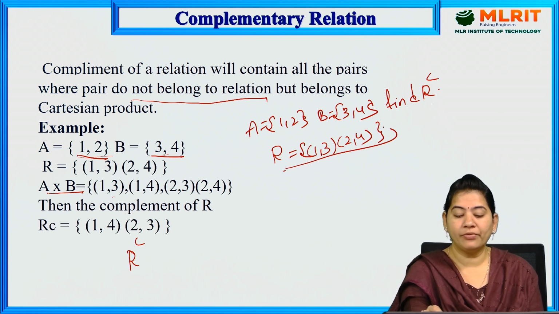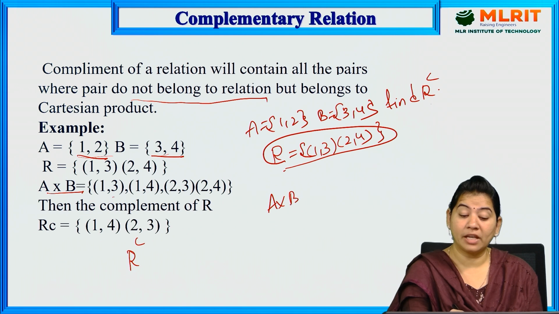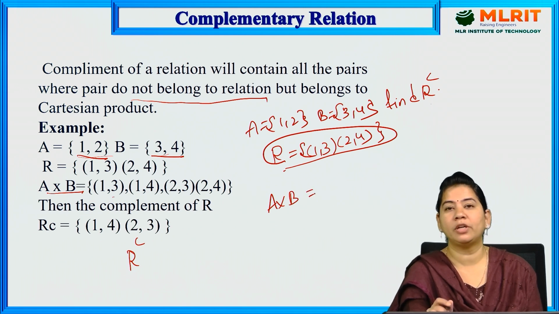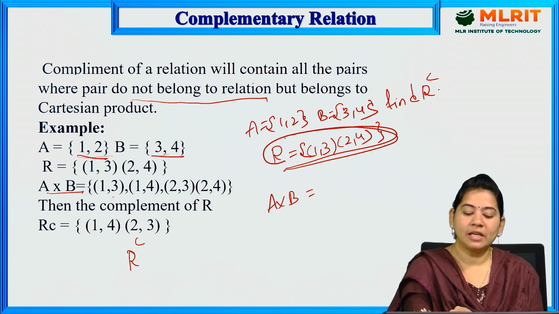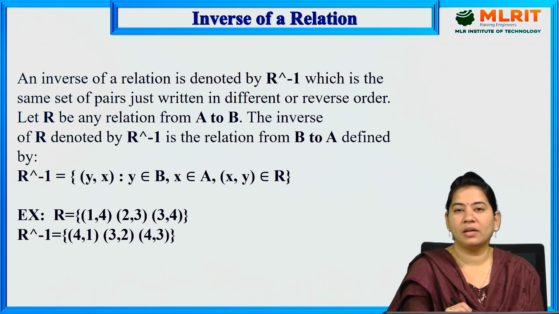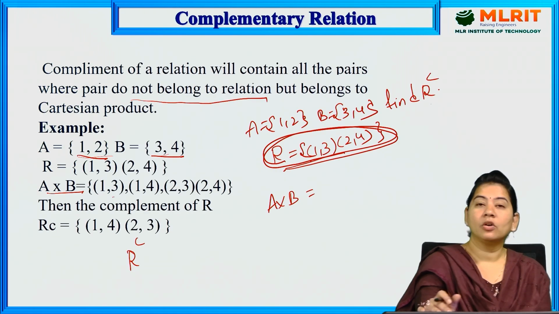To find the complement, first you need to find A cross B, which is nothing but the universal relation. From the universal relation, if you subtract the given relation, then you will get the complement relation.